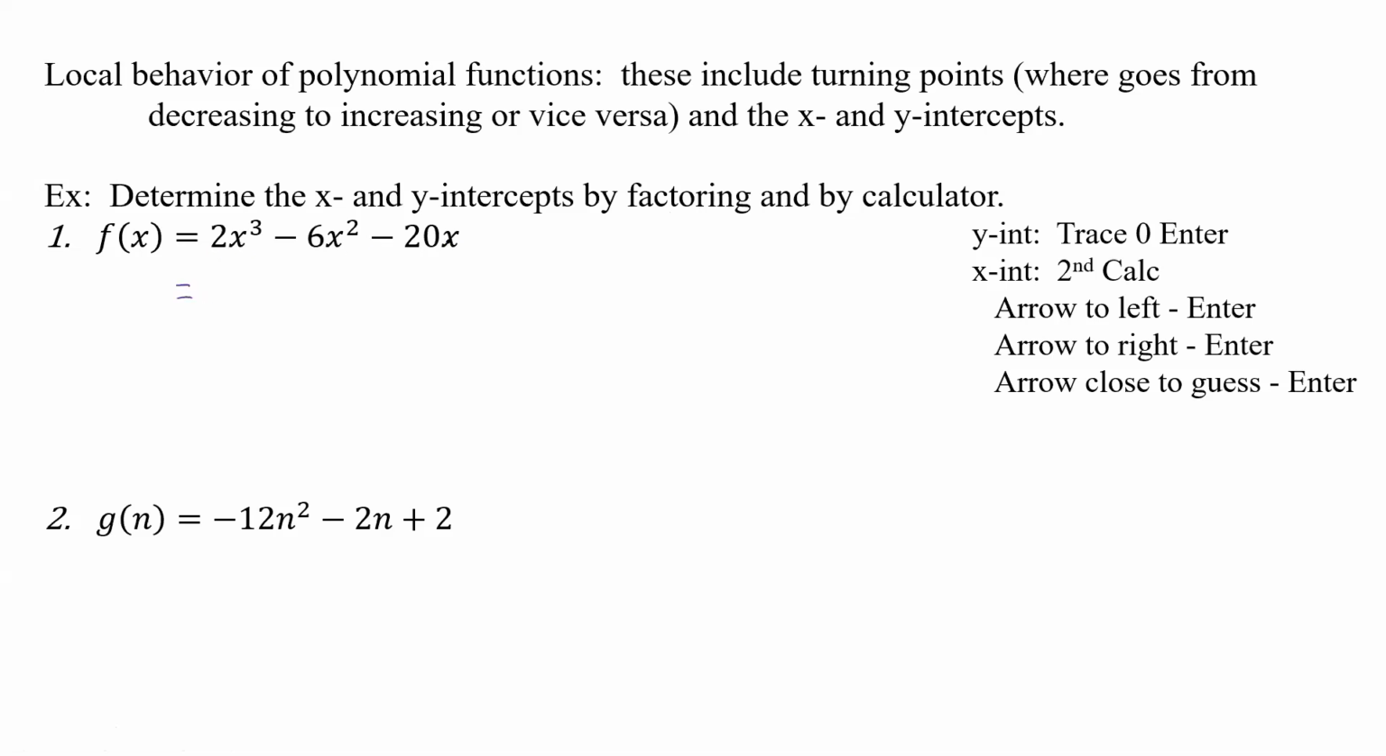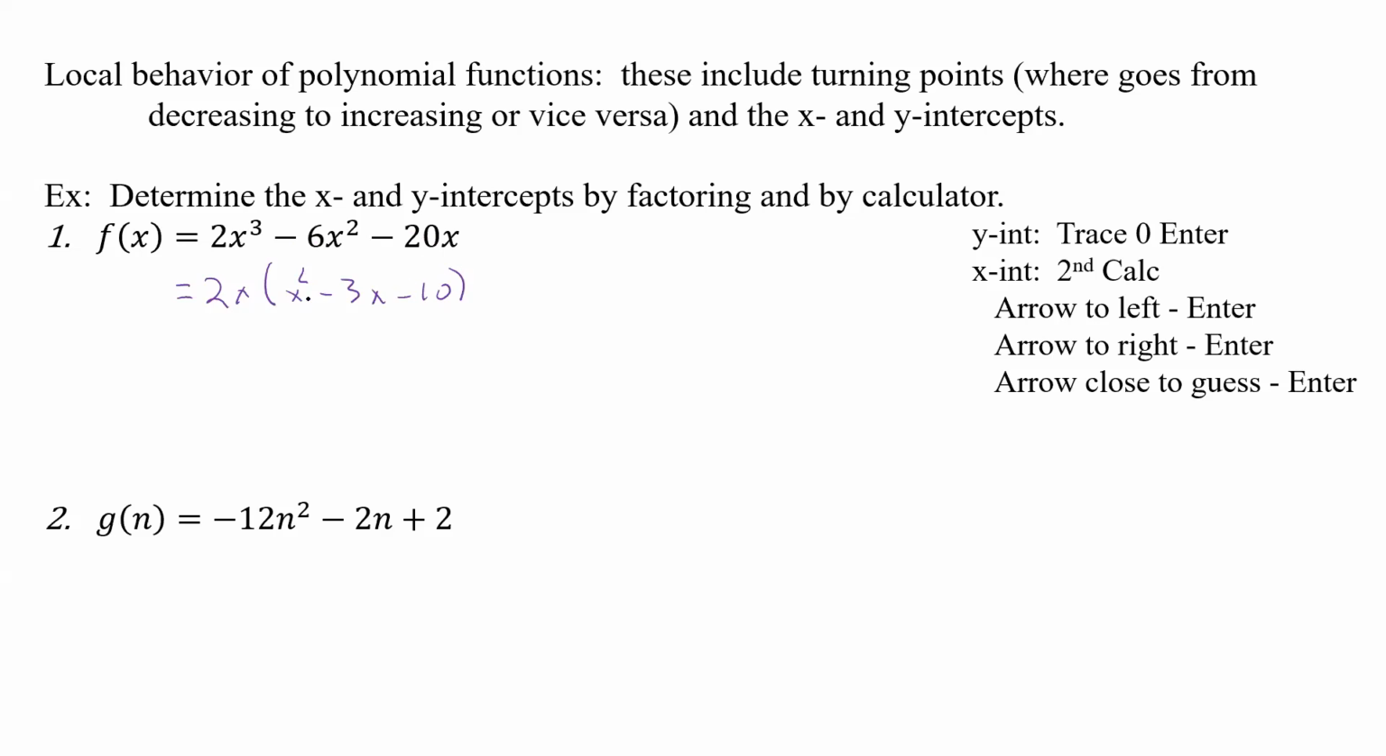So if we look at this, what do we factor out of here? Well, we can see that 2 is common to all of them and x is common to all of them. So let's factor out a 2x. So what's left? X squared. Factor out a 2 here, that's going to be a minus 3x. Factor out a 2x here, that's going to be minus 10. Okay.